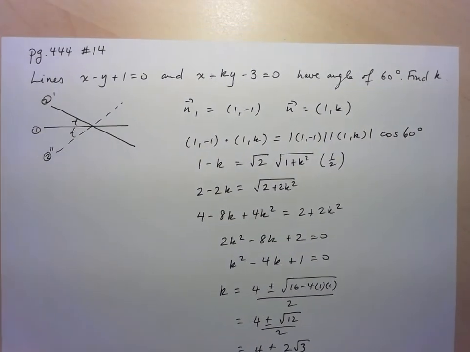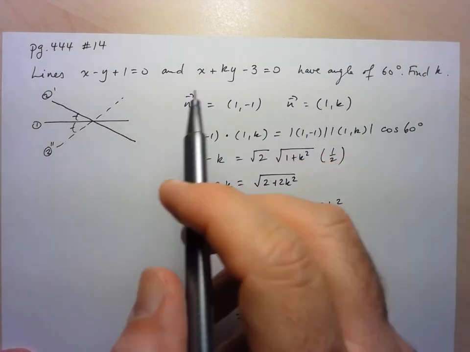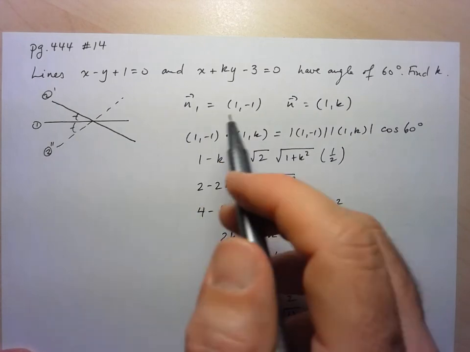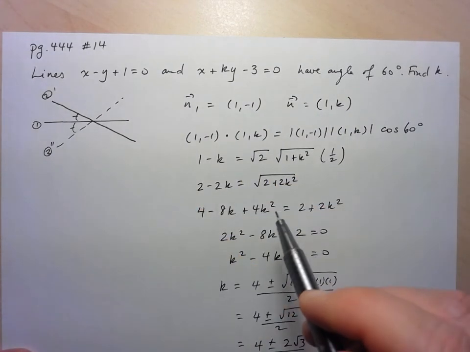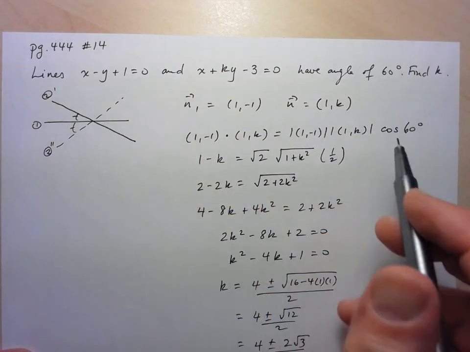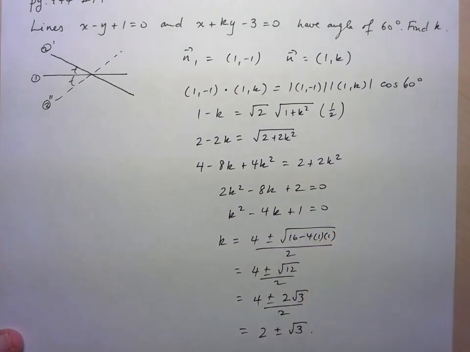Just to recap, a reminder that to find the angle between two lines, you can either find the angle between their direction vectors or normal vectors. Since we have Cartesian form, we use the normal vectors, and in order to find the angle between two vectors, we can use the dot product, and it's from here that we were able to solve for k. So there's the full solution, and that's it for this one.